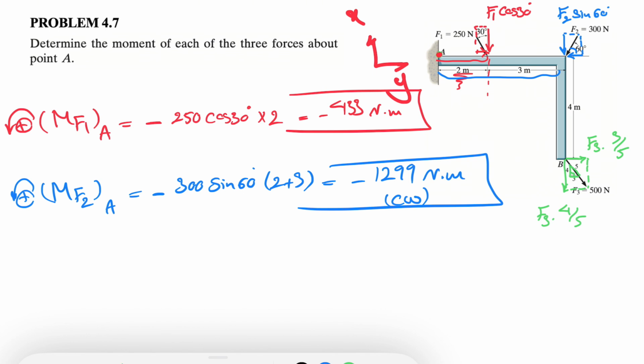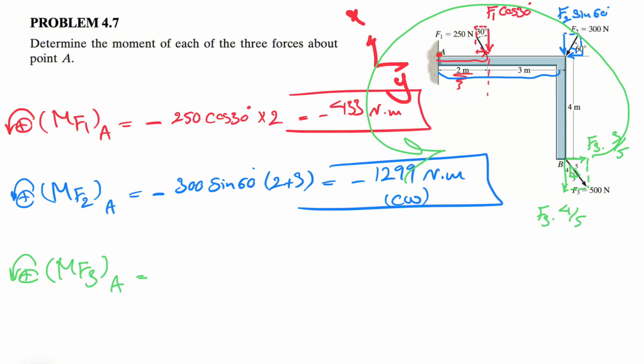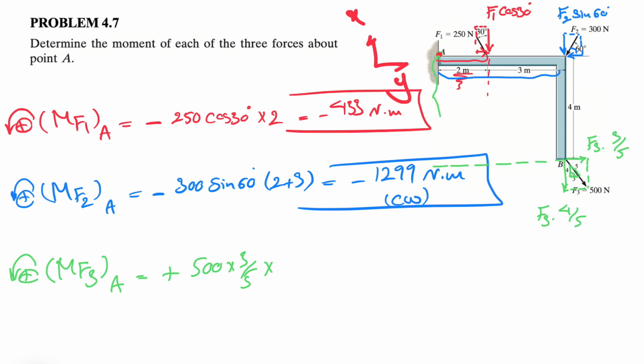And the last one is the moment of the green one, or moment of F3 about A, counterclockwise positive. So we have two moments here. We have the moment of the x component, which is F3 times 3 over 5. This moment is counterclockwise, so positive. So plus F3, we know is 500 times 3 over 5, and the distance, don't forget the definition, the vertical distance to the line of action, which is 4. So that's 1.